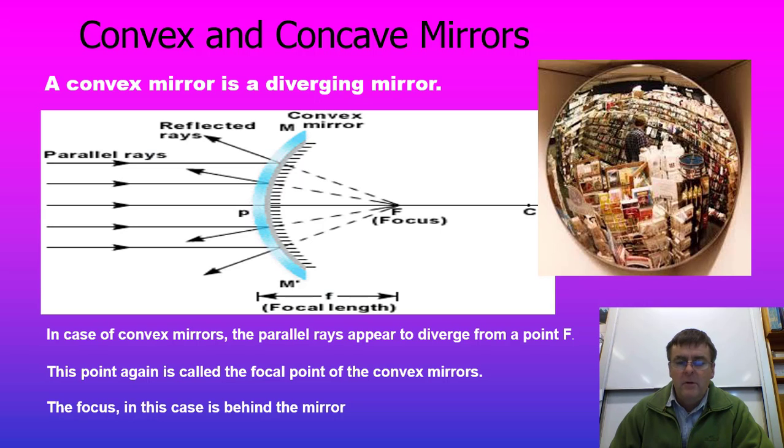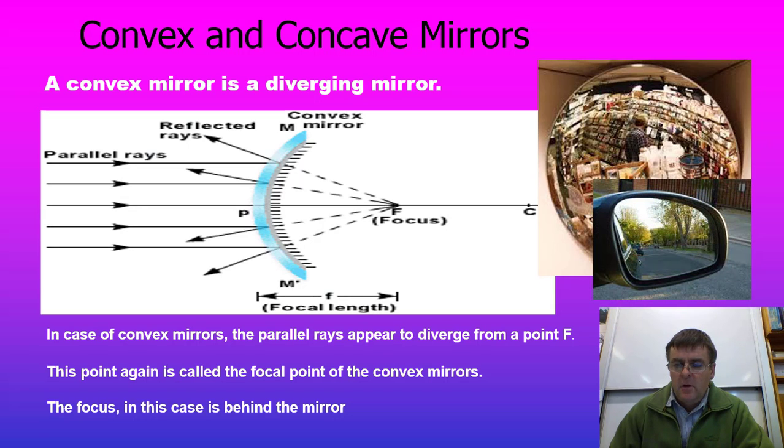And another place you'll commonly find these diverging mirrors is on the wing mirrors of cars. It's slightly curved to give you a wider field of view. However, there's often a warning written on the mirror that objects are not quite as close as they seem to be. Okay, to be aware of that.